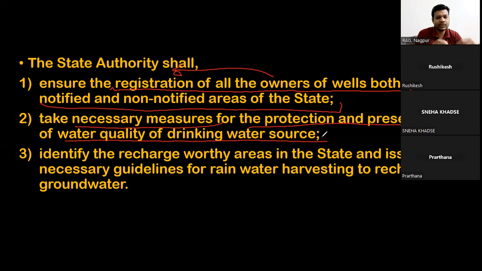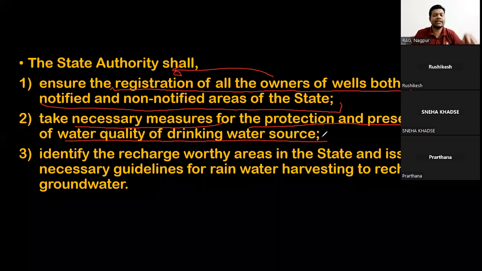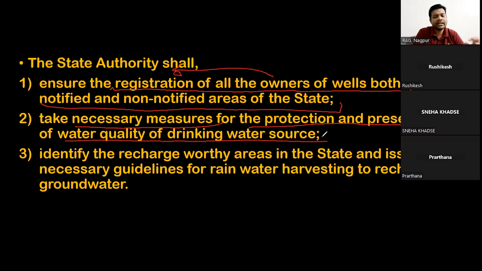So it is the duty, the obligation of the state authority to keep the Kanhan river clean, so that the source is clean. If the source is clean, then the supply will also be of clean water, right? So this is the protection and preservation of water quality of the drinking water source. The source should be protected and preserved, so that the supply is adequate and proper.